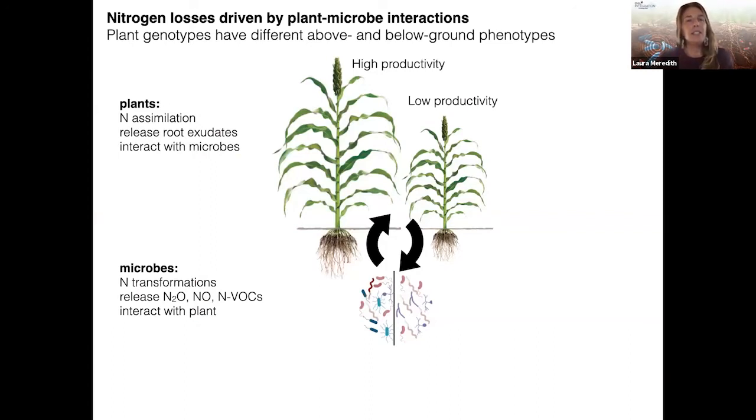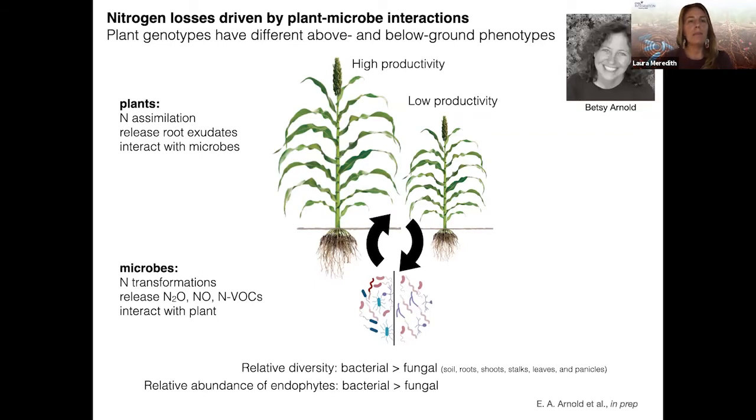In this system, we are really interested in the different plants that are used for biofuel crops. And we're recognizing that the nitrogen losses are really driven by the plant-microbe interactions, not the microbes alone. There are different plant genotypes being developed for biofuels and other agricultural practices that differ above ground. They can have very different productivity, as shown here in the plant height. And we anticipate that those differences extend below ground to the microbiome.